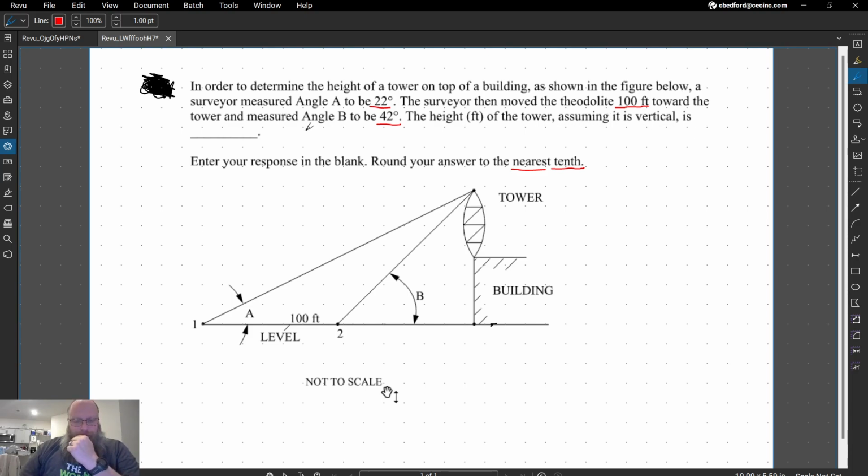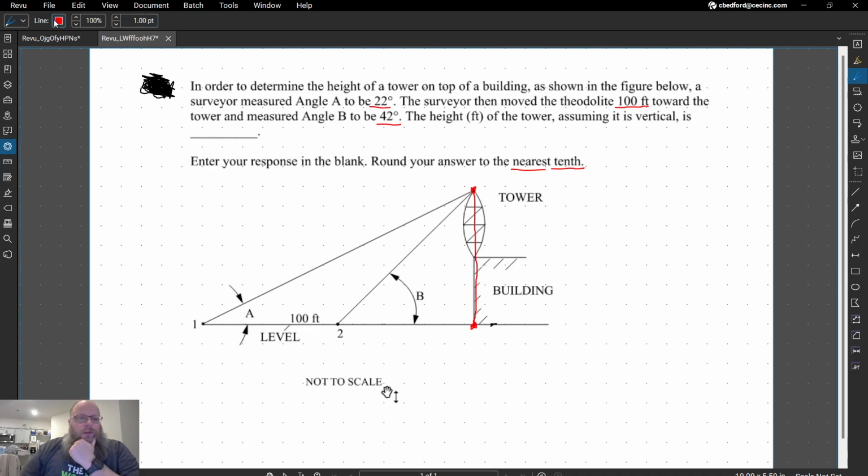So, and then I know I'm looking for the height of the tower, which is just going to be the difference between this point and this point, or the length of this line.